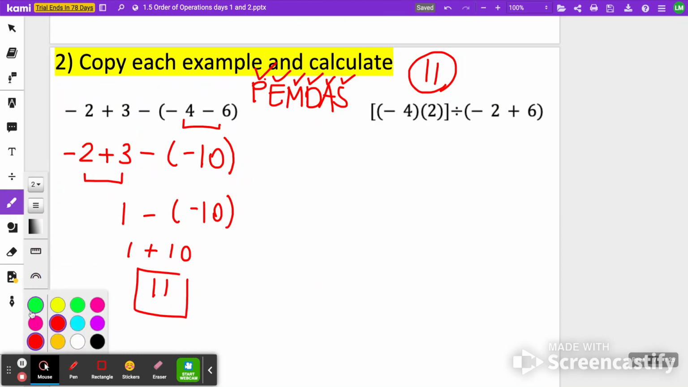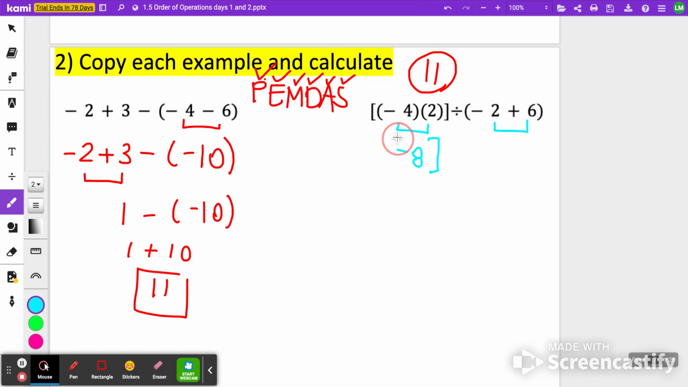Going on to my second example, we'll do this one in blue. I do have some parentheses, and I have parentheses on both sides. So I'm going to start with the parentheses here and then work on parentheses over on the right side. The first set of parentheses is negative 4 parentheses 2. That just means multiplication. So that is negative 8.